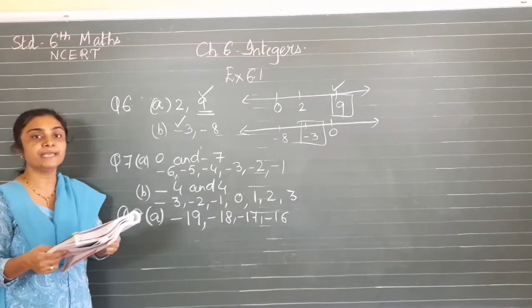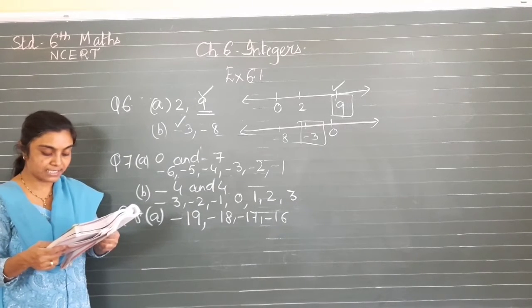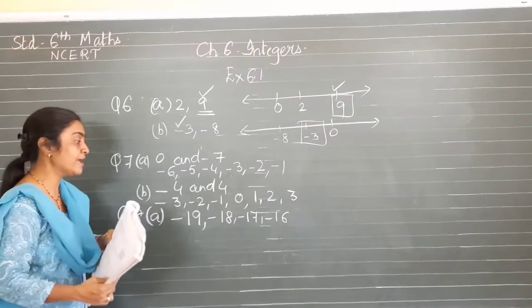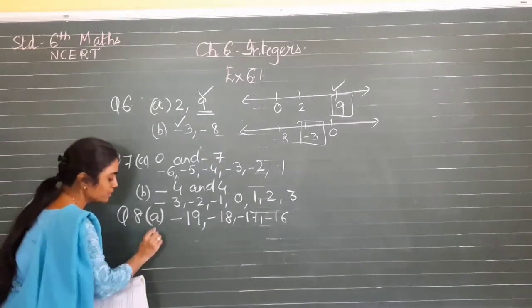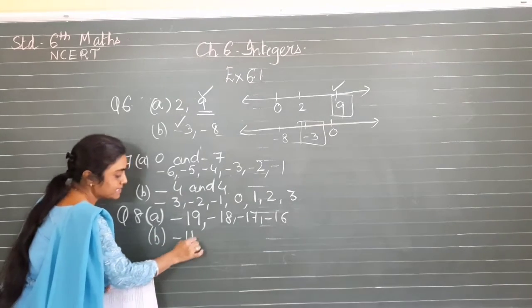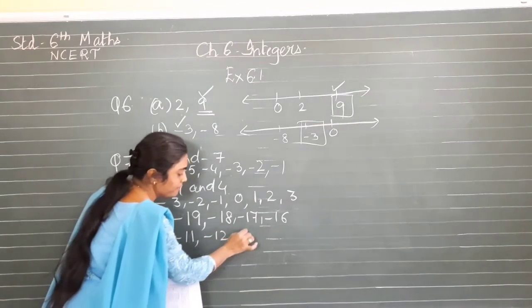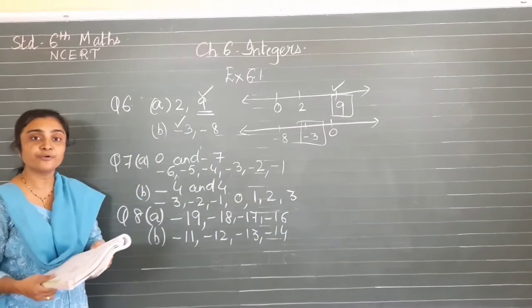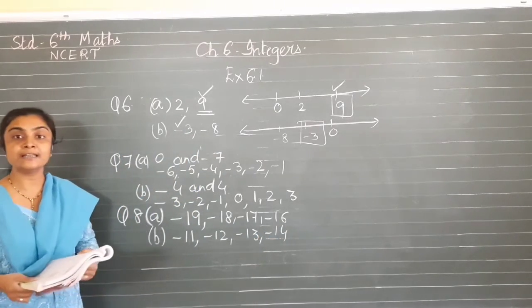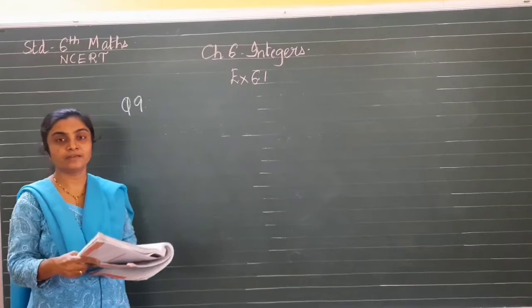Now let us see the B question. Write 4 integers less than minus 12. So we have to write down the integers which are less than minus 12. So the answer will be minus 13, minus 14, minus 15 and minus 16. We have to write down only 4 integers which are less than minus 12.